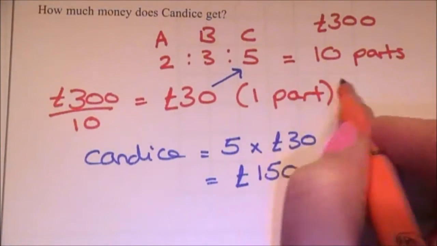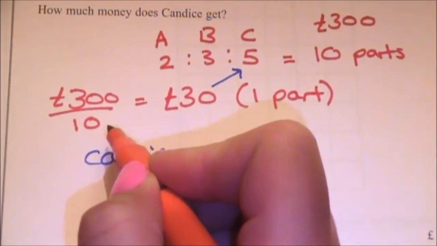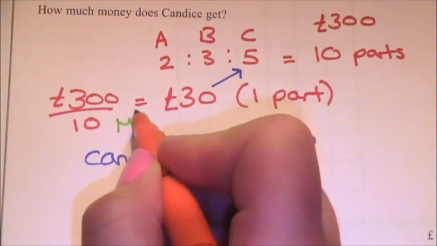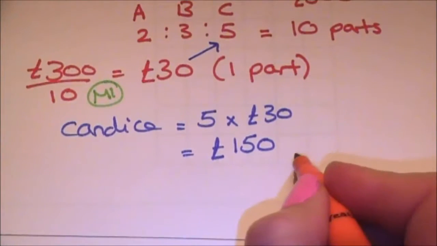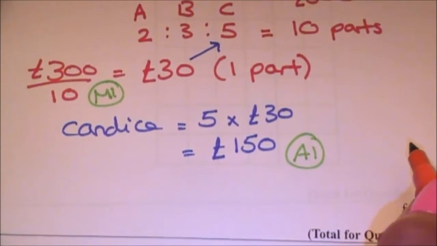This is a 2 mark question. You get the first mark for totaling the ratio up and showing 300 divided by your total number of parts. That's where your first mark comes from, M1. And your second mark then is for the correct answer.